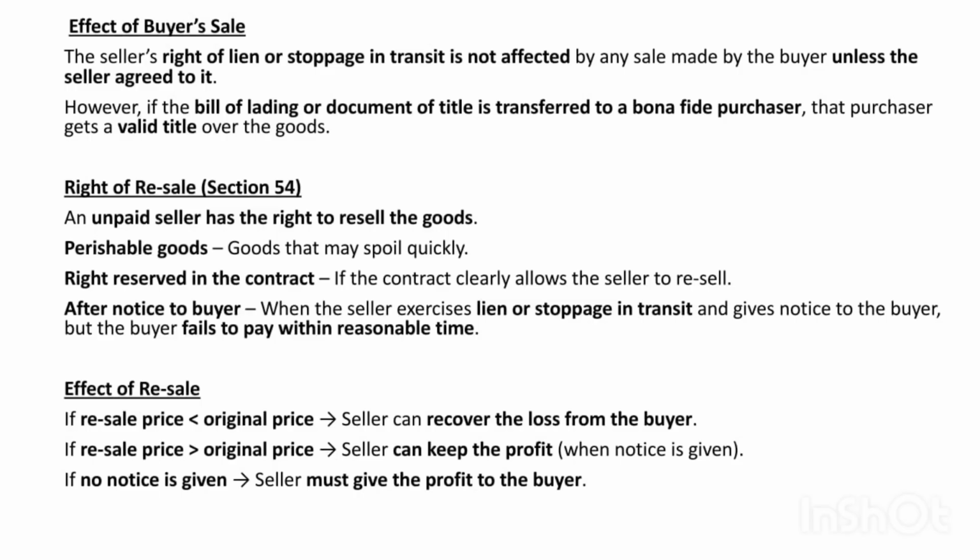Now let's move on to the next topic, that is the right of resale. This is the third and final right against goods. After lien and stoppage, the seller can sell the goods to someone else. The next topic is the effect of resale. If the resale price is less than the original price, the seller can recover the loss from the buyer. And if it's the opposite, the seller can keep the profit. And if no notice is given, the seller must give the profit to the buyer.